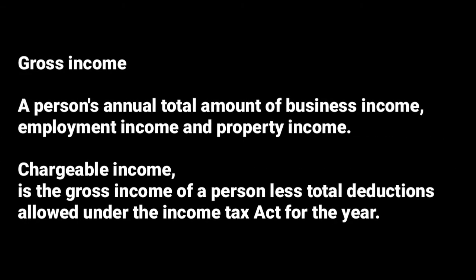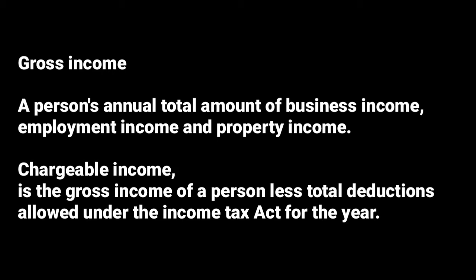Another key term we have is gross income. Gross income refers to a person's annual total amount of business income, employment income, and property income. So it is an addition of someone's business income, then the employment income, and property income. That is gross income. Gross means something that is general, so it is the total income.